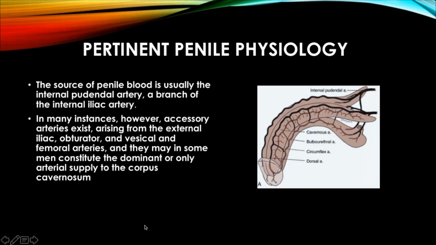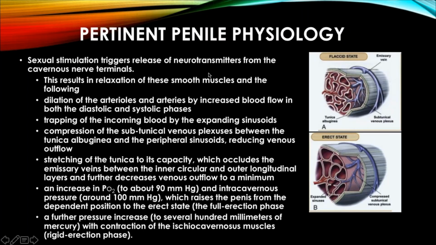In many instances, you see some accessory arteries. These may arise from the external iliac, obturator, or vesicle branches, and they may provide even dominant blood. The cavernosal artery, if you go ventrally, you can see the bulbourethral artery, and many of you will see circumflex arteries in both the transverse and longitudinal planes. And you do need to know a little bit about penile physiology, because it does correlate to what you're going to see with patients as you do these studies.